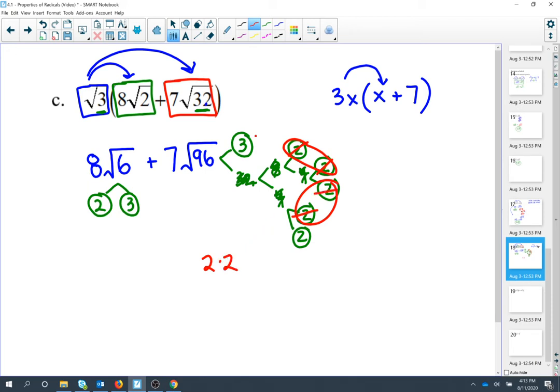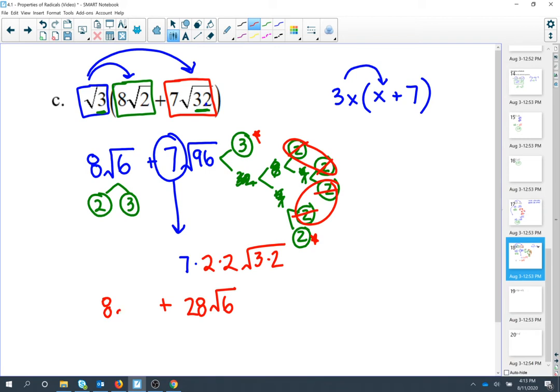Then I'm going to say, okay, well, I still have a 3 and a 2. So they're going to go back inside. And then on this one, there's one more thing we need to consider. And it's this guy. He was already outside to begin with, so you need to keep him on the outside. Ultimately, 7 times 2 is 14. 14 times 2 is 28 times the square root of 6. And then this is being added to 8 times the square root of 6. Now we have like terms.